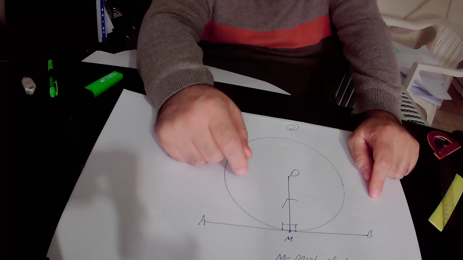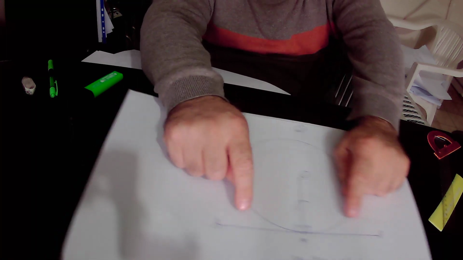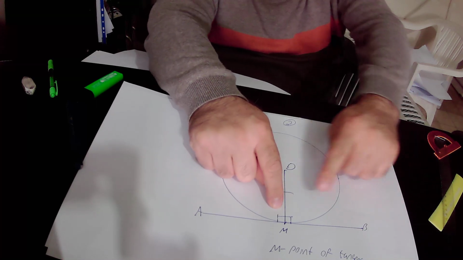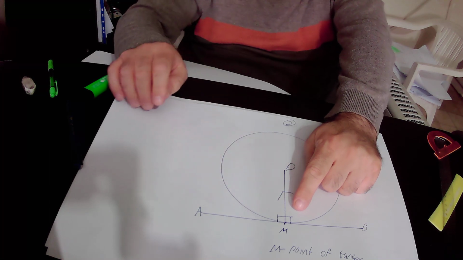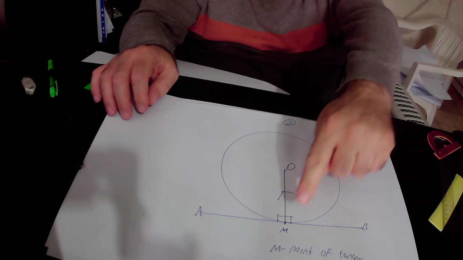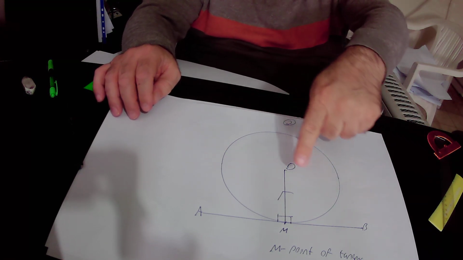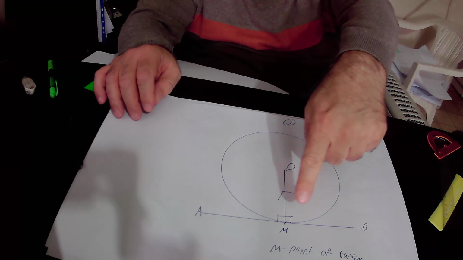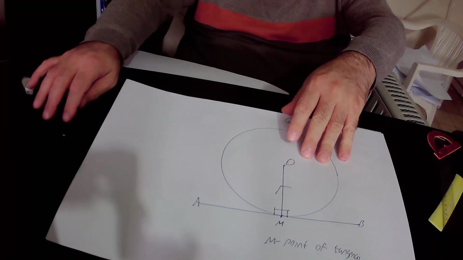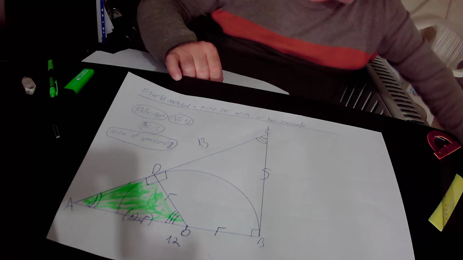and we have this radius that is drawn to the point of tangency. Therefore the tangent AB will be perpendicular to this radius. That is to say, this angle will be equal to 90 degrees and this angle will also be equal to 90 degrees. Okay, so whenever you have a radius that is drawn to the point of tangency, like in this drawing, then the tangent will be perpendicular to the radius.